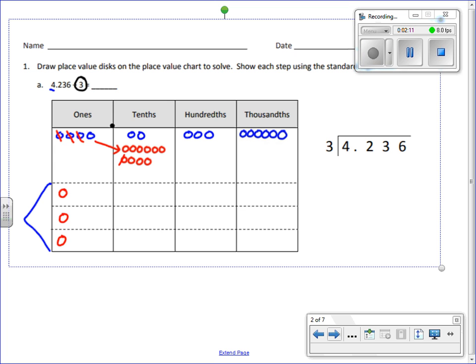So I've got 1, 2, 3, 1, 2, 3, 1, 2, 3. And there's none left. So we're okay on that one. Next one, 3 in the hundredths. 1, 2, 3. And then thousandths. 1, 2. We're breaking them up into 3 even parts.